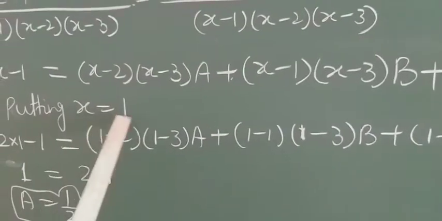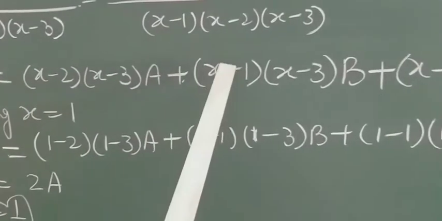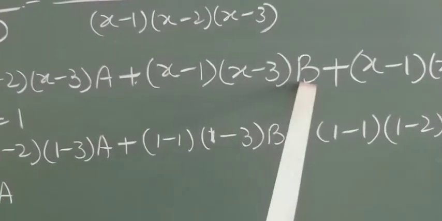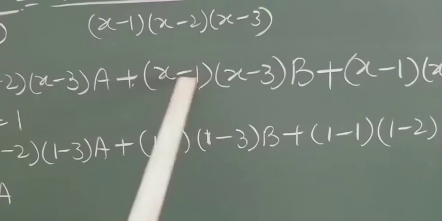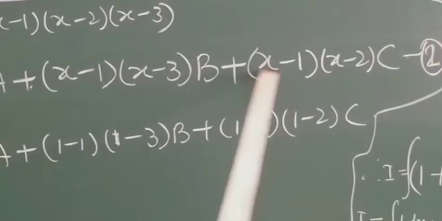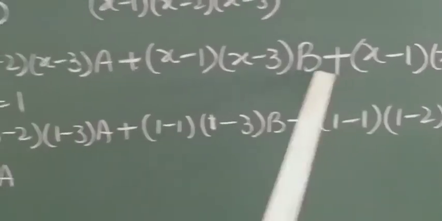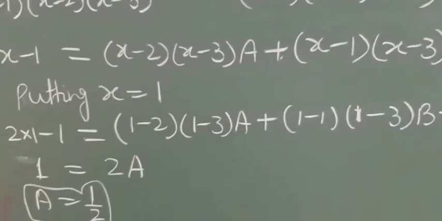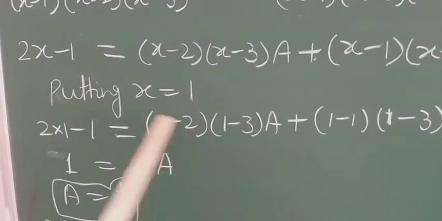Students, if we put x equal to 1 here, then the terms with B and C will become 0, since x - 1 becomes 1 - 1 = 0. So easily we can get the value of A. So let us put x equal to 1.